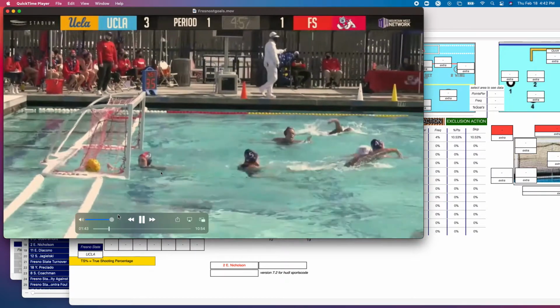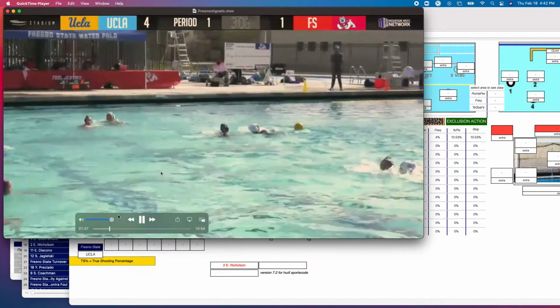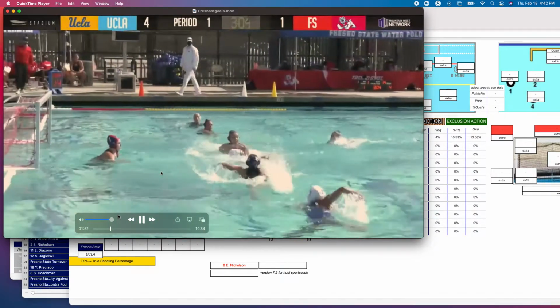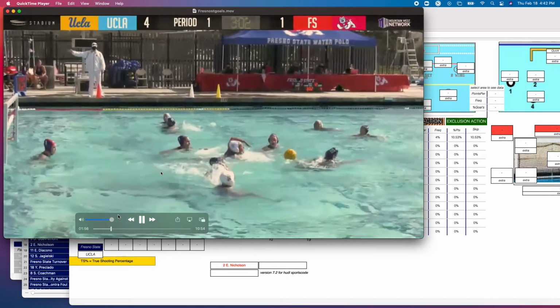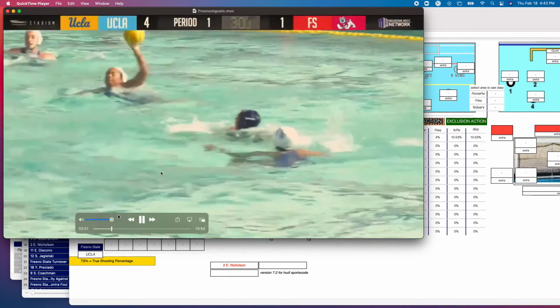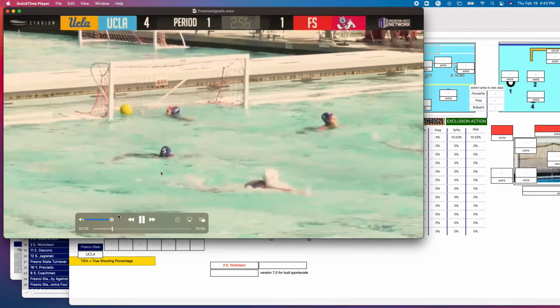And another goal there for the Bruins. Make it 4 unanswered for UCLA. It's Anzaldo who's got 2 of the 4 goals for the Bruins. It was April Gonzalez in traffic there. So Bruins will set back up. And they'll score. So 5 straight here for UCLA.